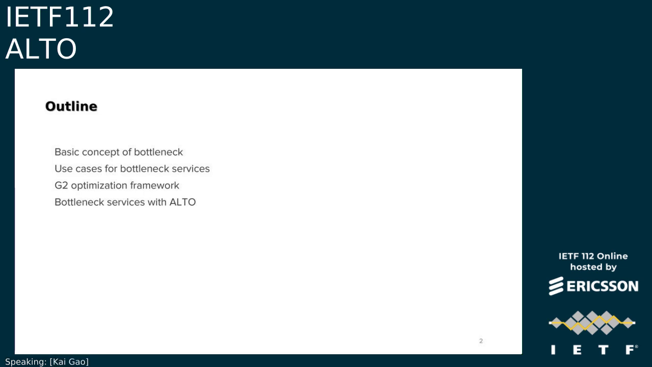In this talk, we cover four aspects. First, we give some basic concepts of the bottleneck service, and some use cases of how this information can be used by applications to better orchestrate the traffic. Then we give some basic information about the G2 optimization framework, and then we give some immature designs, or basically some advances that we want to make to integrate this bottleneck service with Auto. Next slide, please.